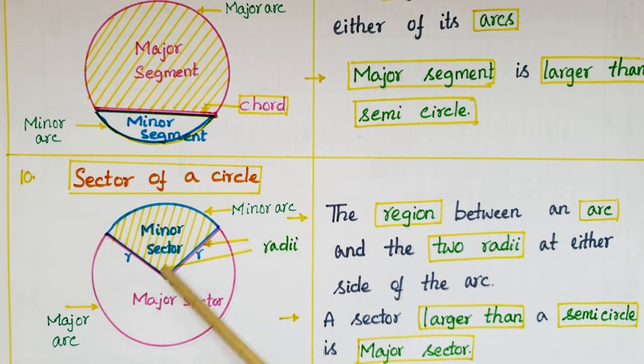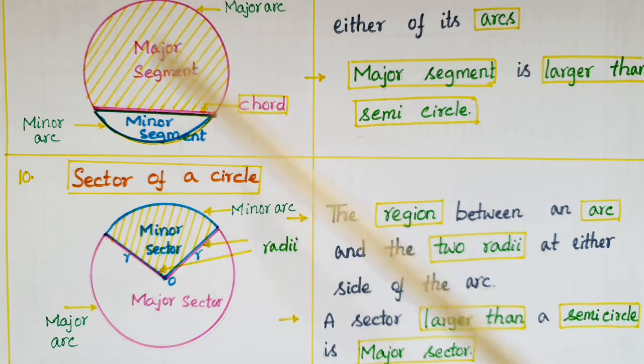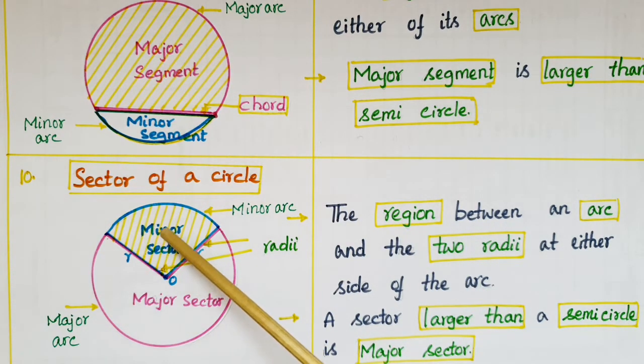So these two radii are on either side of the arc. If you observe here the minor arc, these two radii are on both sides, and if you take this arc, these two radii are on either side of this arc. So the region between an arc and the two radii at either side of the arc is called a sector, and a sector larger than a semicircle is a major sector, this one. The difference between segment and sector is that the region between chord and arc is called a segment, and the region between radii and arc is called a sector.